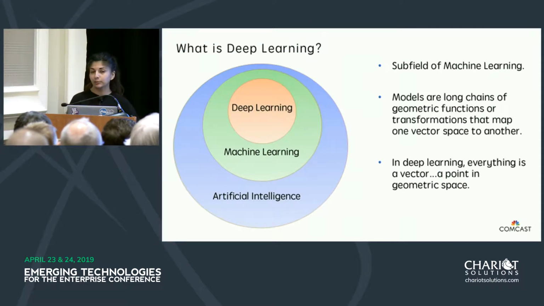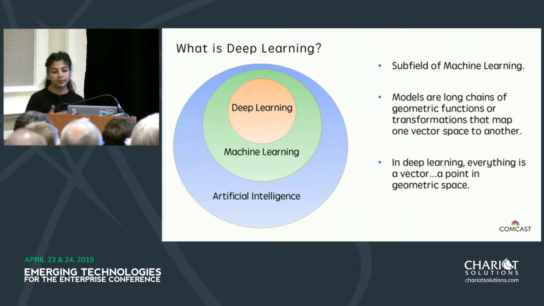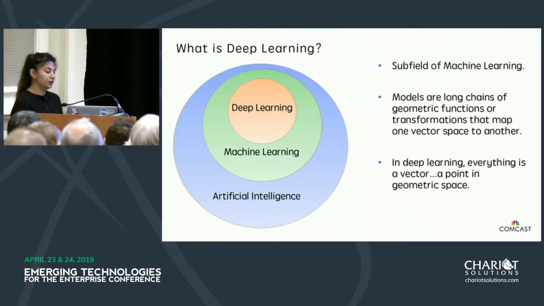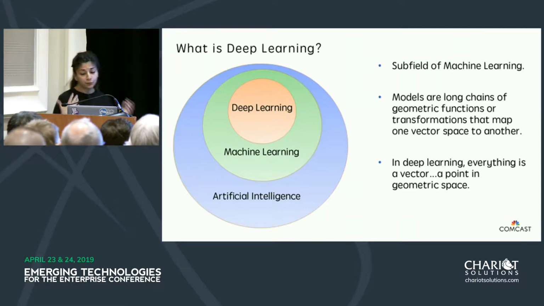So let's get into what deep learning is. Deep learning is a subfield of machine learning. In deep learning, everything is a vector. Everything is a point in geometric space. Models are long chains of geometric functions or transformations that map one vector space to another. So for example, mapping one data point x to another y, assuming the existence of a learnable transformation from x to y.